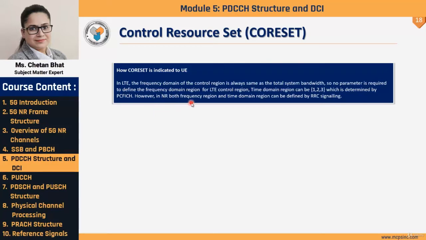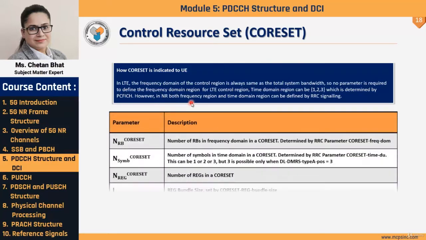So in NR we have the parameters which are defined in the RRC signaling, and these parameters define the number of RBs which are reserved in one core set. It also defines the number of symbols in one core set. It also defines the number of REGs in a core set, and it also defines the REG bundle size. So these four parameters are defined in the RRC signaling.